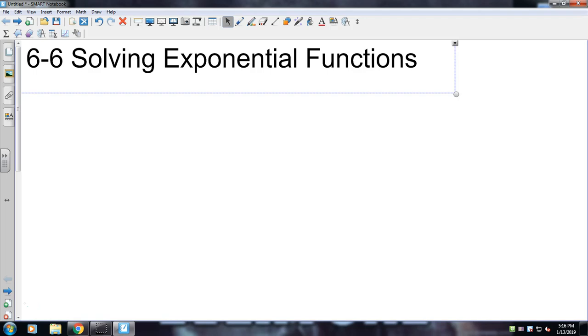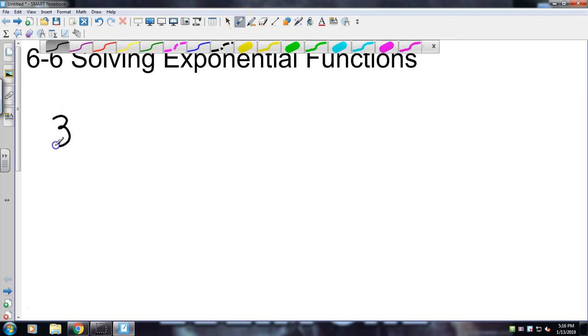And to do that, let's start off with something like 3 to the x plus 5 power equals, let's go with 3 to the, oh, it really doesn't matter here. Let's go 8th power. Okay, and so we have two exponents that have the same base. We have the base of 3.